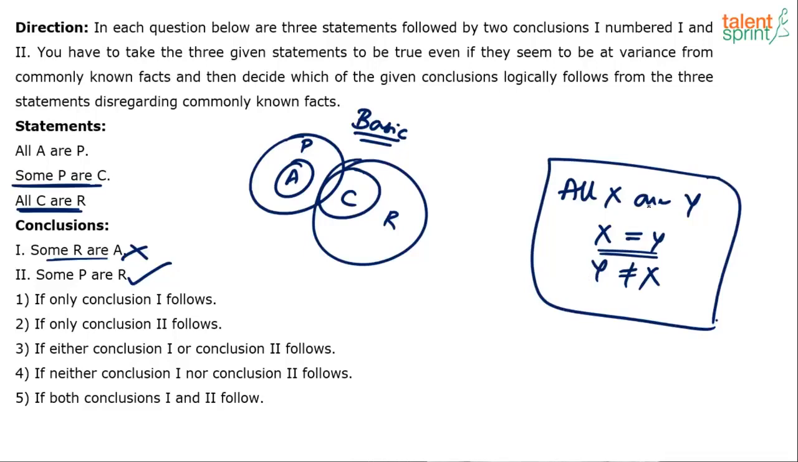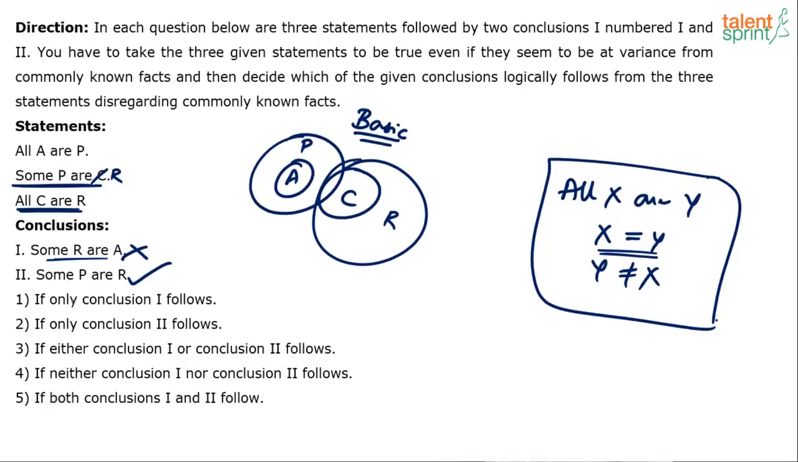This is a technique that you all must remember. When you say all X are Y, wherever you have X, you can replace it with Y. But you cannot replace Y with X; that may not be true. So here it says all C's are R. Wherever we have C, just replace with R. So the statement itself becomes some P are R. So the statement itself is saying some P are R.